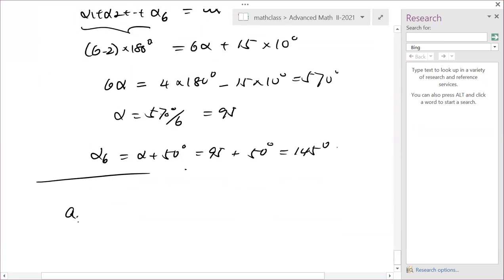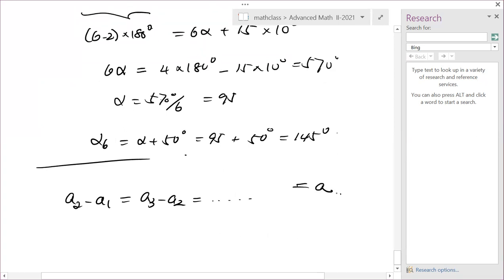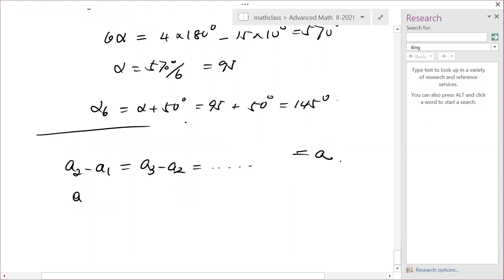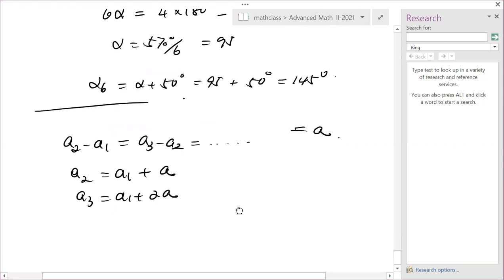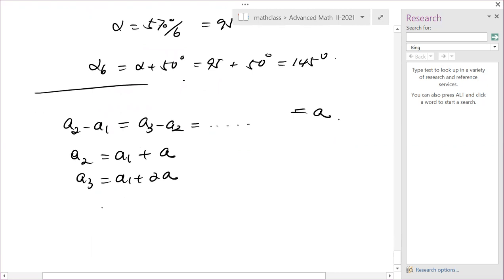If we have a sequence where A2 minus A1 equals A3 minus A2, and so on, all equal to a common difference d, then you can express each term using the first term and the difference. A3 equals A1 plus 2d. Just add the difference d to the previous term and keep going. A_n is going to be A1 plus n minus 1 times d. So you get the general formula, which depends on the first term and the difference of consecutive terms.